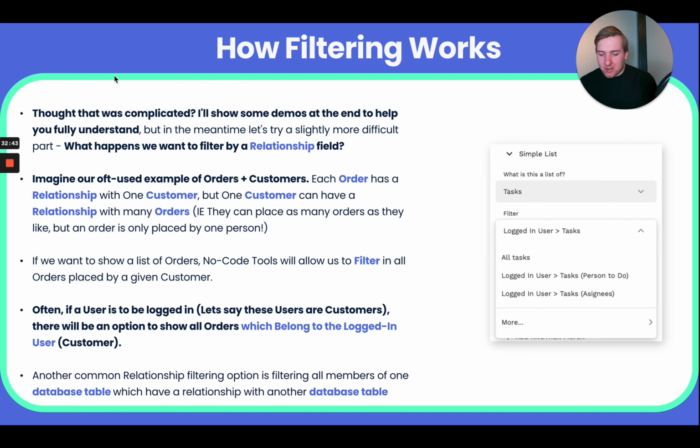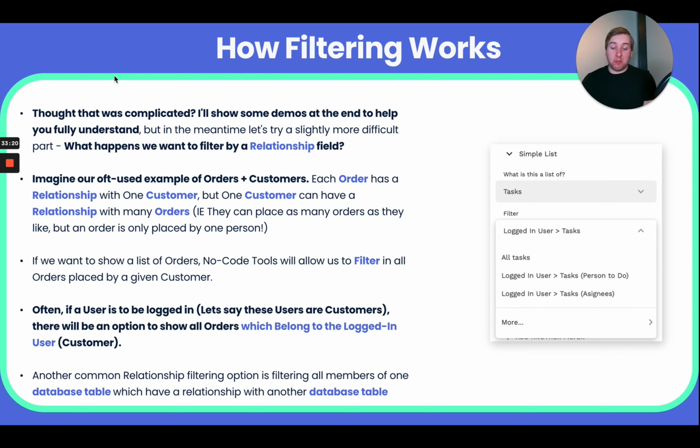But let's take our common example of orders and customers from our t-shirt e-commerce store. Each order is going to have a relationship with one customer, as you probably remember, and one customer is going to have a relationship with as many orders as they like. If we wanted to show a list of the orders, then no-code tools are obviously going to let us filter in all the orders that are placed by a given customer. And that's purely by going through that relationship. We would just specify something like, here's a list of orders, filter it by the orders where the relationship with the customer is, and then whatever customer we want to filter it by.